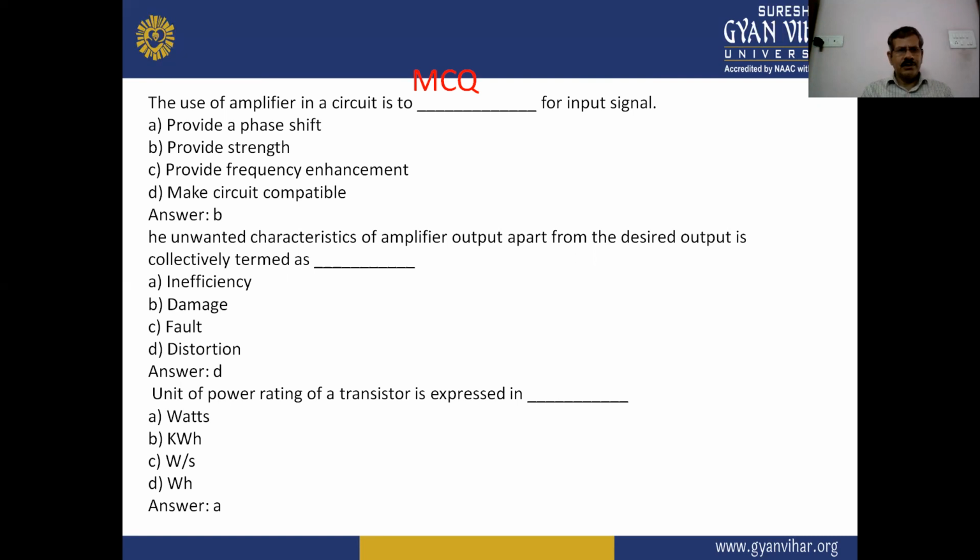In the next question, the unit of power rating of a transistor is expressed in which unit? Option A, watt. Option B, kilowatt hour. Option C, watt per second. Option D, watt hour. So the unit of power rating of a transistor is expressed in watt. So the correct answer is option A.